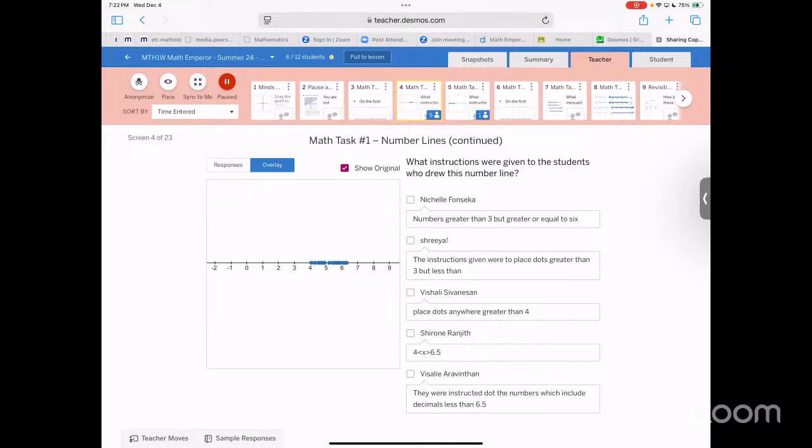Vishali says they are instructed to dot number lines which include decimals less than 6.5, then I'm missing -2, -3, -1, 0, isn't it? Are you seeing that? So what instruction might be given to them? You see that it's going from 4 to 5, isn't it? Then there's a little gap on the 5, then going up to the midpoint of 6.5. So if I want to precisely tell, any number greater than or equal to 4, less than 5, any number greater than 5, less than 6.5, isn't it?